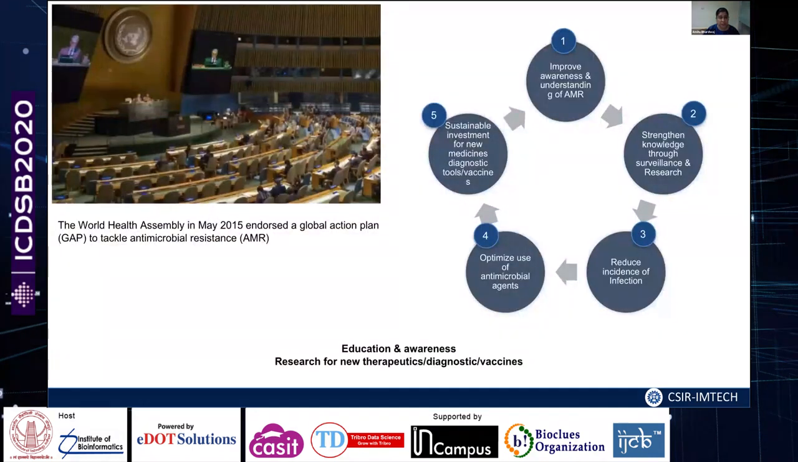Now, this is the World Health Assembly in May 2015. They identified that antimicrobial resistance is a major issue, and they now have a global action plan, which is being executed by all the members of the World Health team. My lab particularly focuses on education and awareness, as well as research for new therapeutics and diagnostics. For education and awareness, my lab also develops video games so that we can engage younger kids too, to know more about the complex phenomenon of antimicrobial resistance.